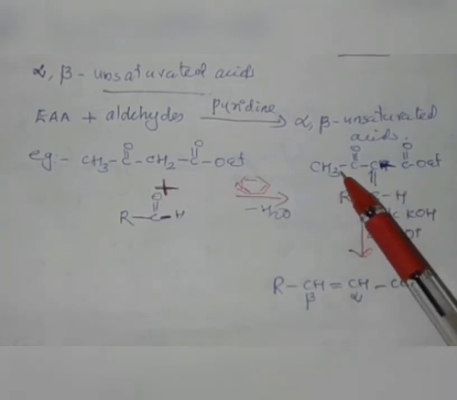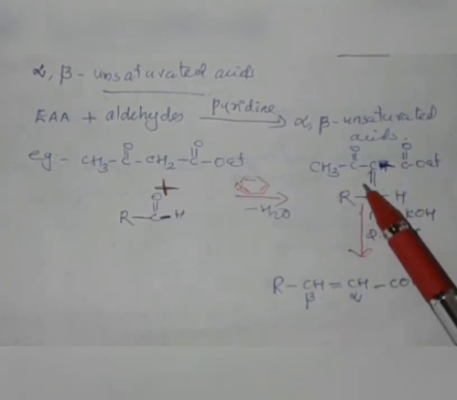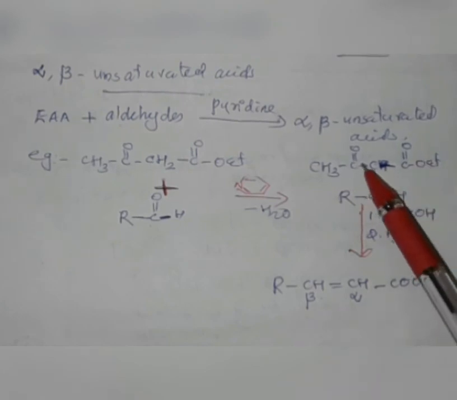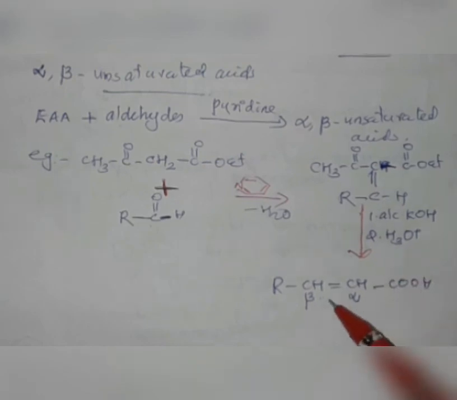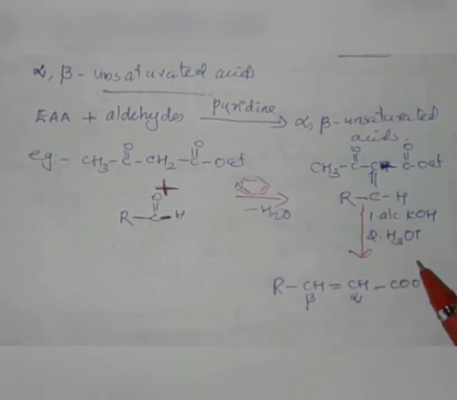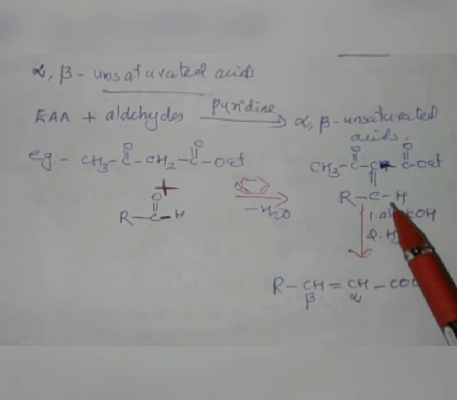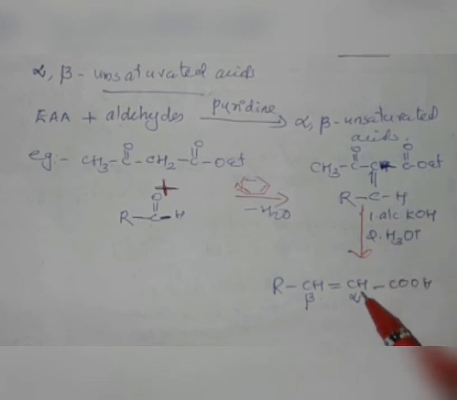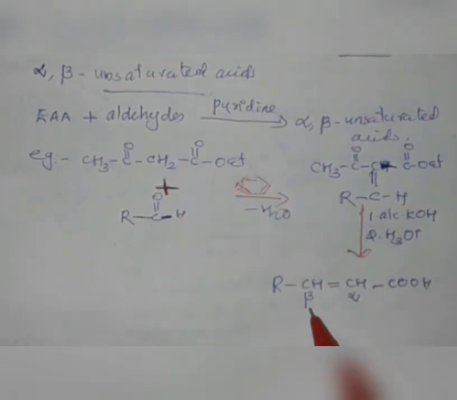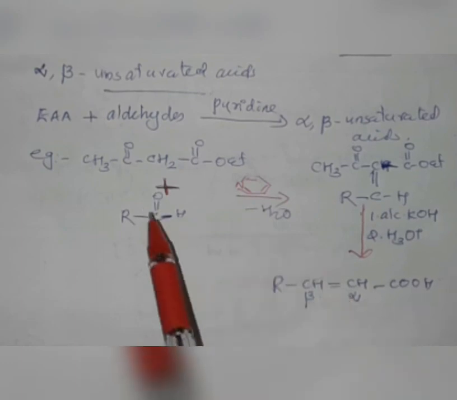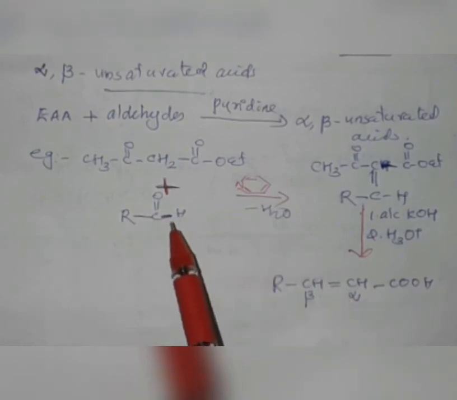So we get a double bonded compound with a keto group and an ester group. Here there is no need of this keto group because we need an acid, so it is treated with alcoholic KOH followed by acid hydrolysis, and we get alpha beta unsaturated acid. This is the reaction. In this also, the alpha carbon and the COOH carbon come from the methylene carbon, and the beta carbon comes from the aldehyde that we use for the reaction.